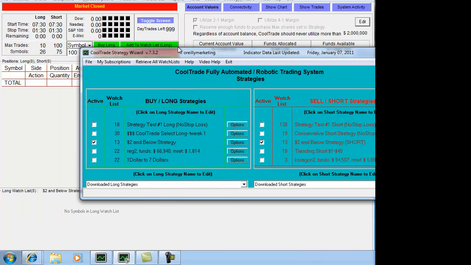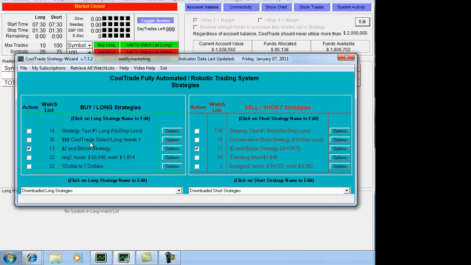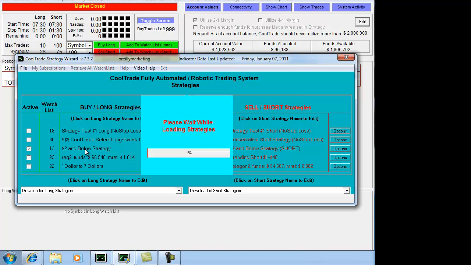I highly recommend, when you guys first get started, simulating first, just to see what happens and to get used to the system before you start running a live account. And it's a personal preference, but highly recommend it. So right now I'm clicking on the $2 or below strategy, and I'm going to just show you guys real quick just how simple some of these strategies can be.